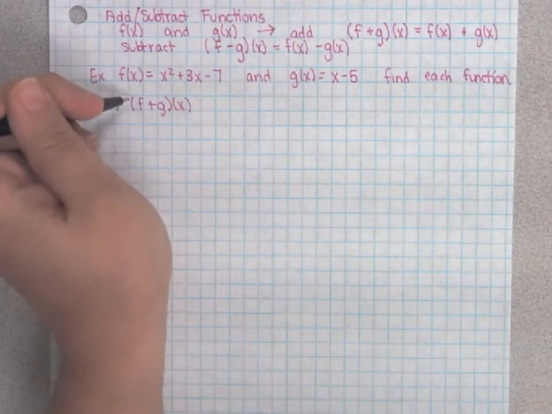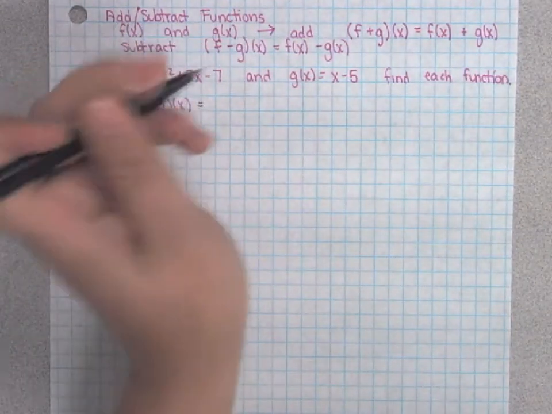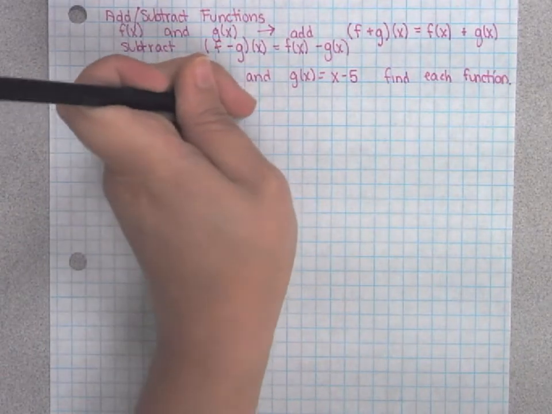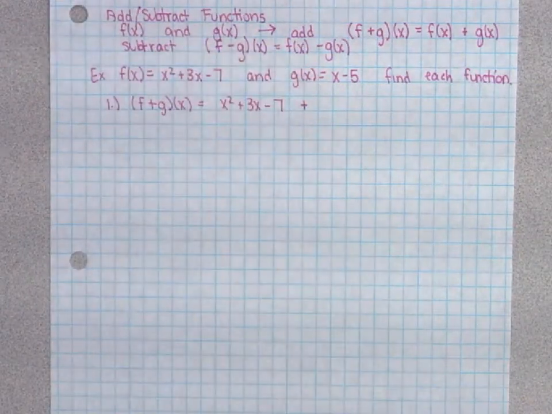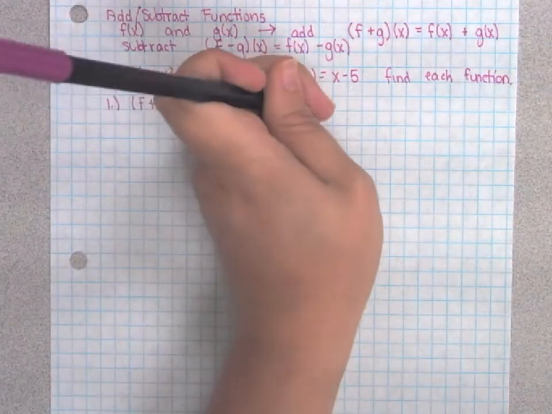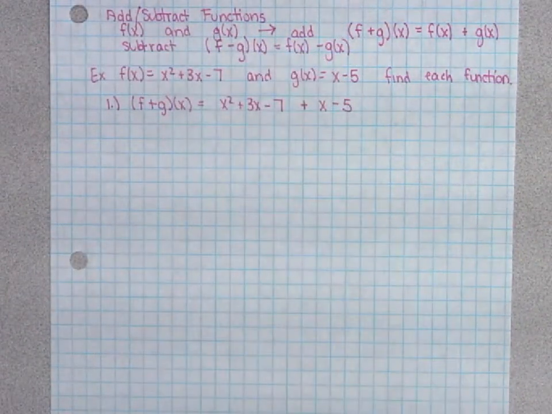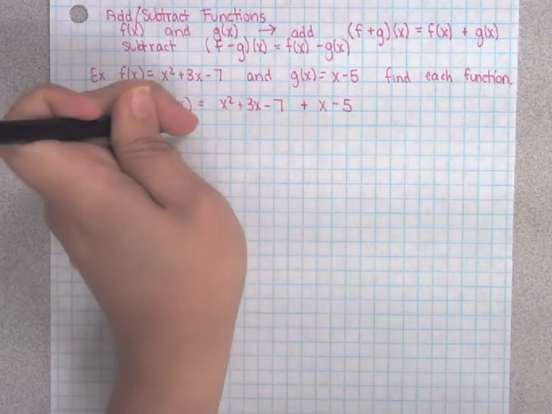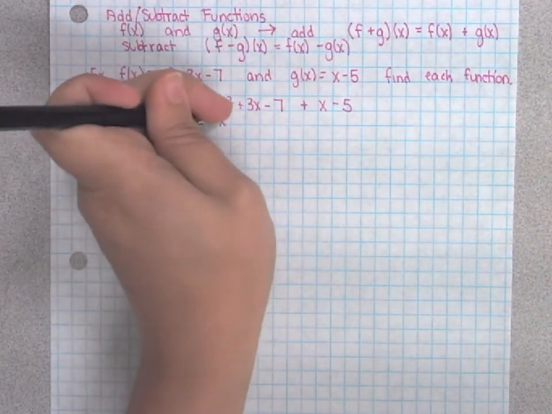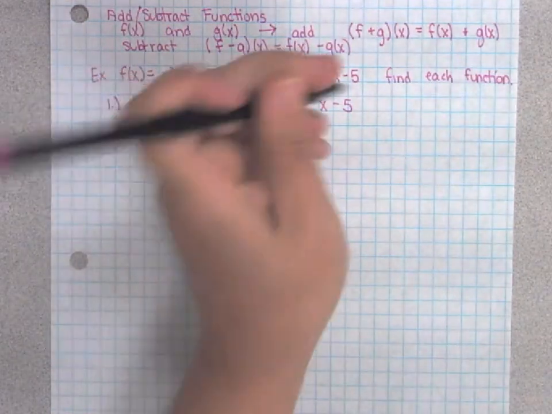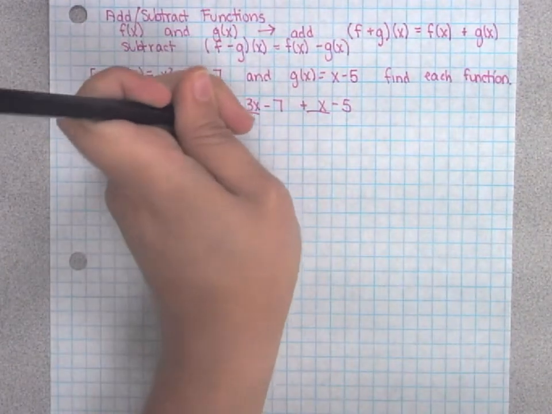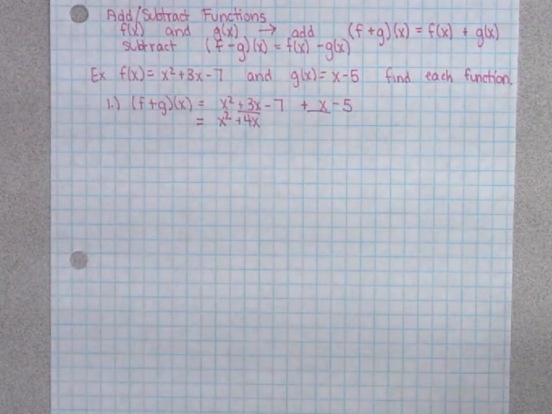So we're going to write the f function, so x squared plus 3x minus 7. Then we're going to put the addition sign. Then we're going to add the second function, x minus 5. Combine like terms. So this turns into x squared, because that has nobody in common. My x's turn to what? 4x. My whole numbers turn to what?